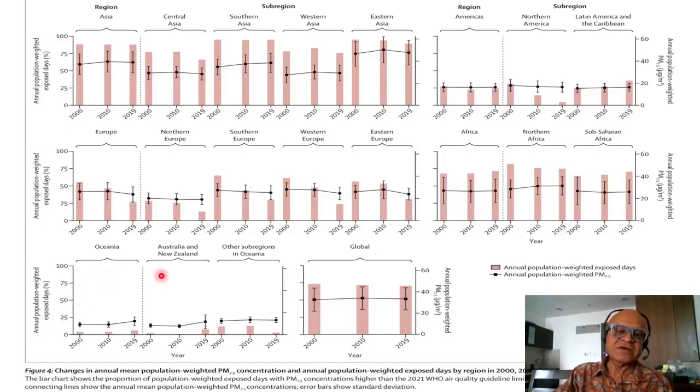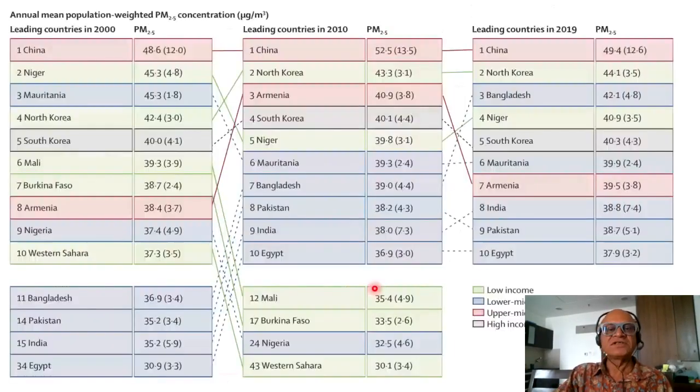This is Oceania, Australia, New Zealand, other subregions in Oceania. They have relatively low numbers when it comes to annual population weighted exposed days as well as annual population weighted PM2.5 concentrations. So there we are in terms of global means, which are not that useful when you consider impacts on health and so on. There are very region specific local data that is important for exposure and health outcomes. Nonetheless, for global circulation, impacts on global warming and impacts on precipitation, etc., global means still have some value.